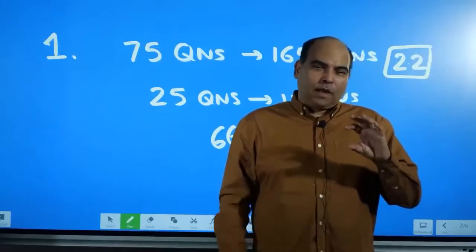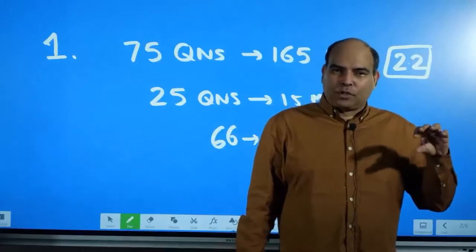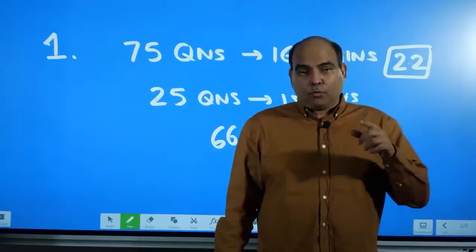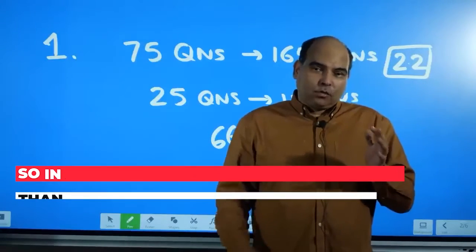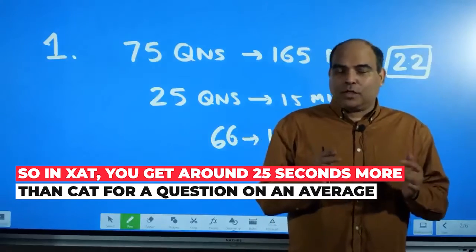That means on average in CAT you had 108 seconds to process a question. XAT में 2.2 means 132 seconds. So around 25 seconds more you've got to process each question.